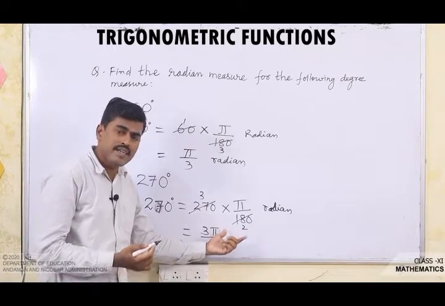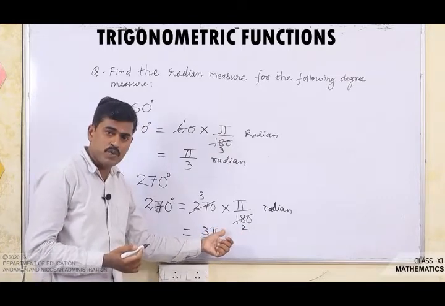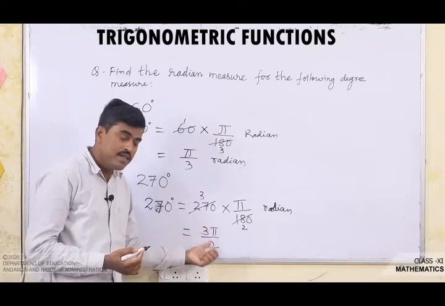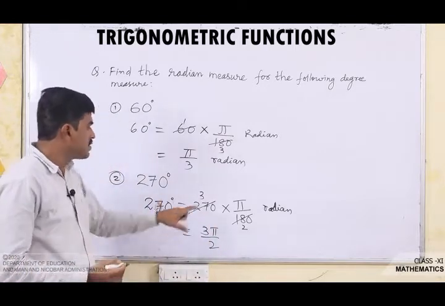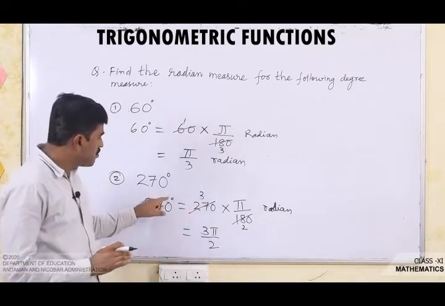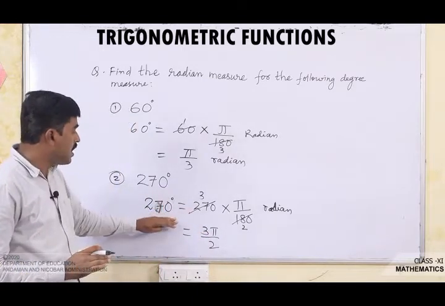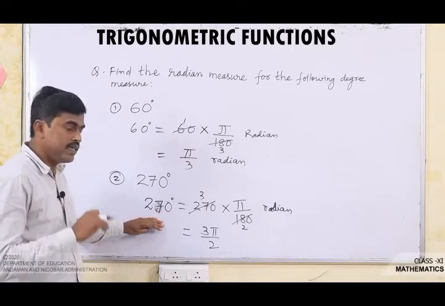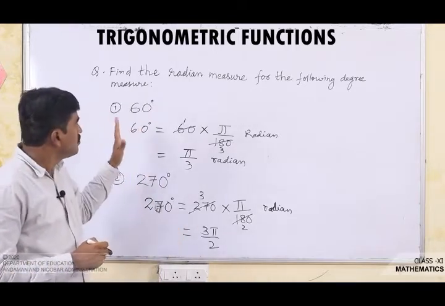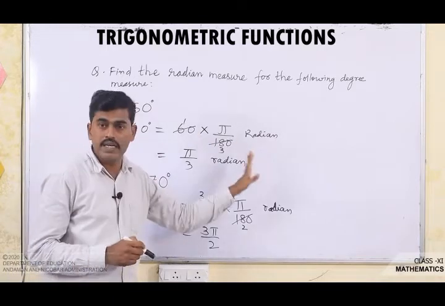No need to write radian or the symbol c on the superscript there. It is considered to be in radian. If the symbol is not there, that means the angle is always in radian. If the symbol of degree is there, that means the angle is measured in degree. So in this way we have to convert the angle from degree to radian.